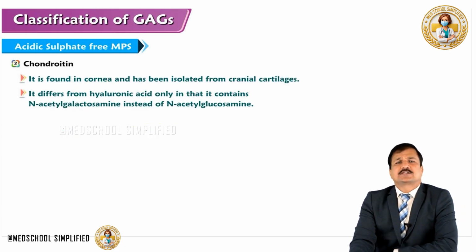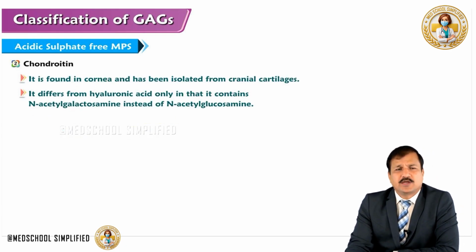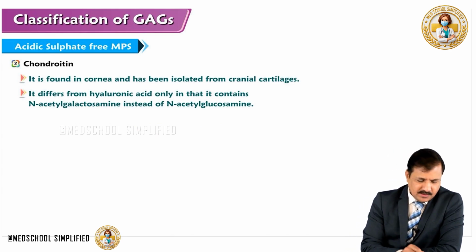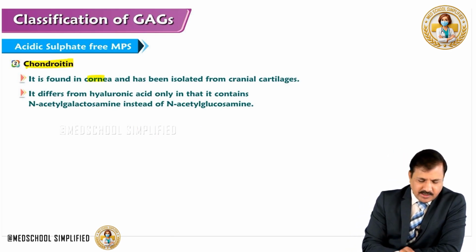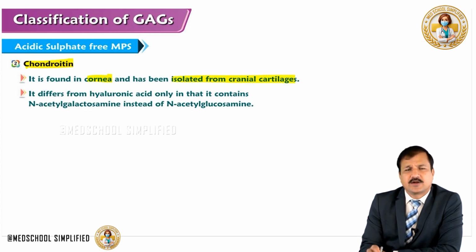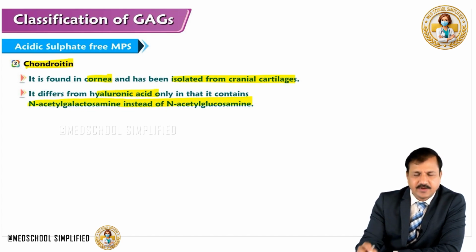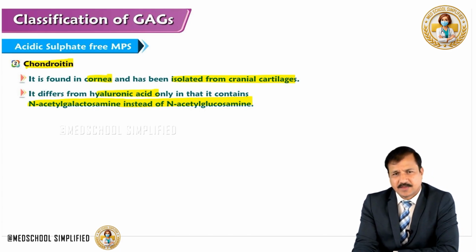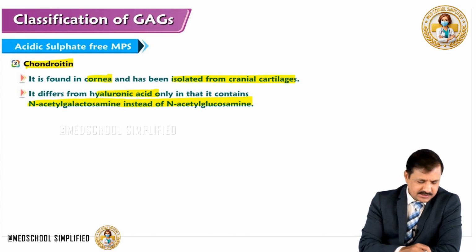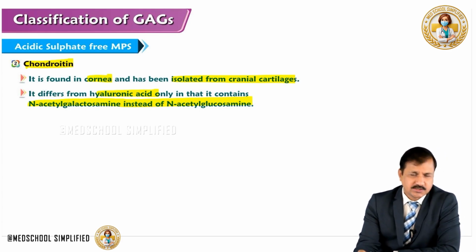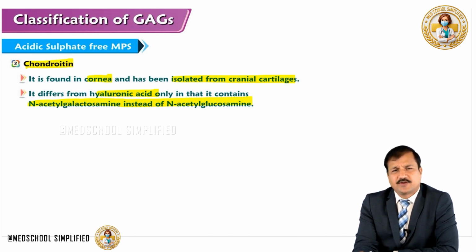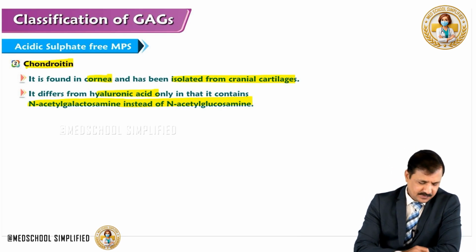Coming to acidic sulfate-free MPS, one more here is chondroitin. Chondroitin is found in cornea and has been isolated from cranial cartilages. It differs from hyaluronic acid only in that it contains N-acetyl galactosamine instead of N-acetyl glucosamine. That's the only difference between hyaluronic acid and chondroitin. So it's a sulfate-free glycosaminoglycan. In that sense, we have two sulfate-free glycosaminoglycans: one is hyaluronic acid and the other is chondroitin.